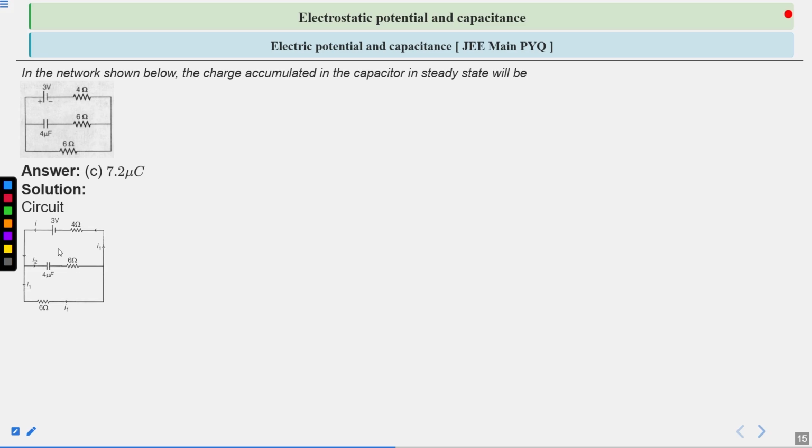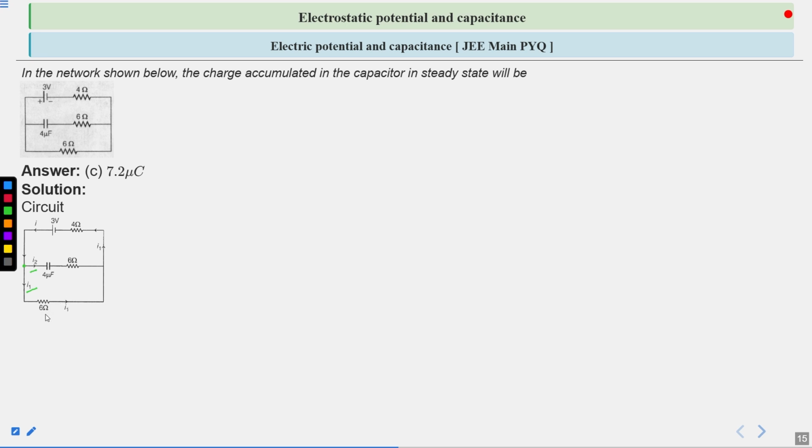So the circuit is given like this. This is the battery, and this is the current I flowing from it. At this junction, this I is being divided into I1 and I2. I2 is going through this branch and I1 is going through this branch.